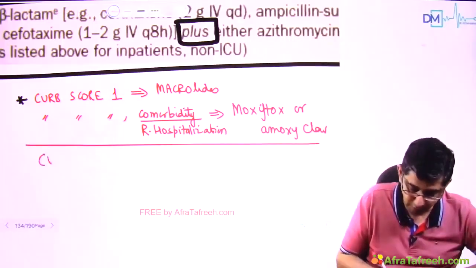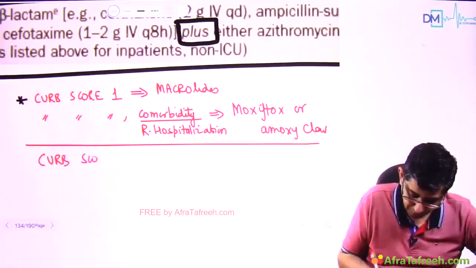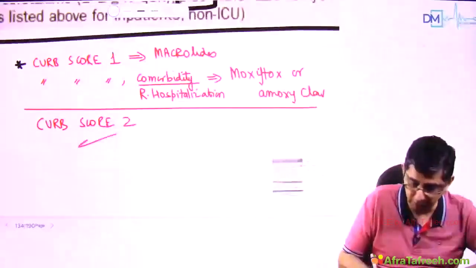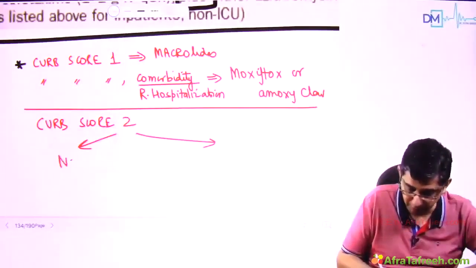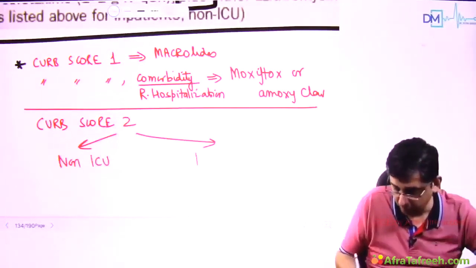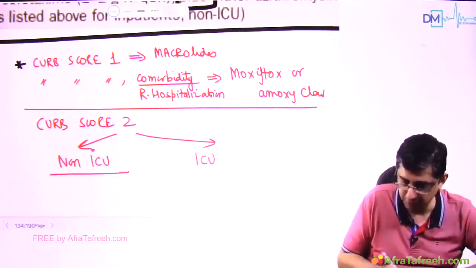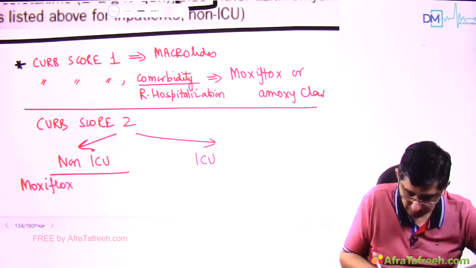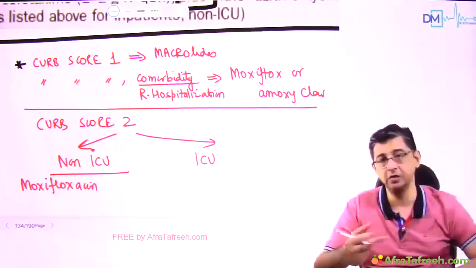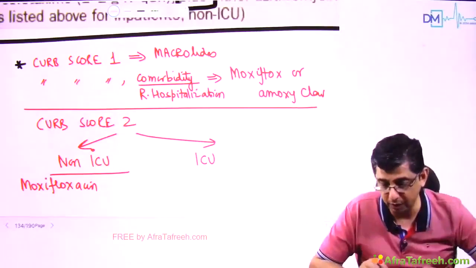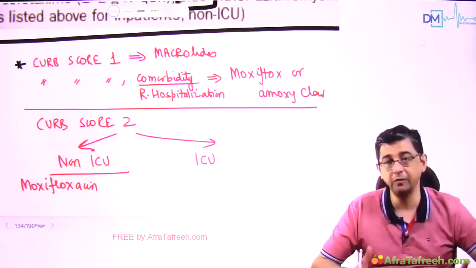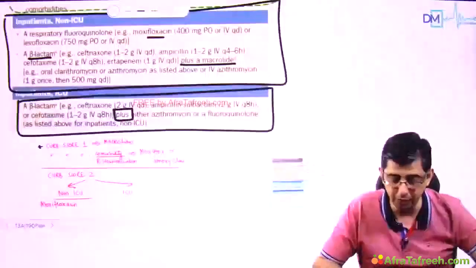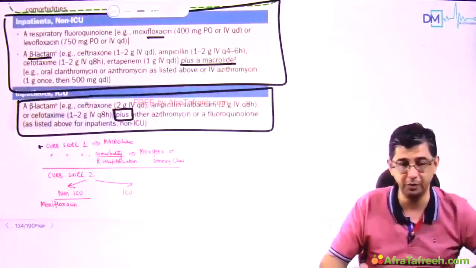Assuming that the CURB score of the patient is 2, then in those circumstances there can be two possibilities: a non-ICU patient and an ICU patient. For a non-ICU patient, he says that you can start the patient on moxifloxacin. You can notice the fact that moxifloxacin is given in all of these first, though in Indian wards they will a lot of times say don't give moxifloxacin because patient could be having concomitant TB, but I would still recommend you to answer it from the Harrison perspective.